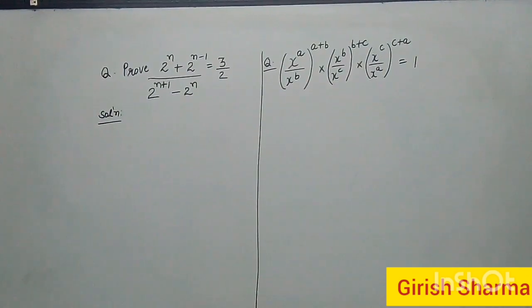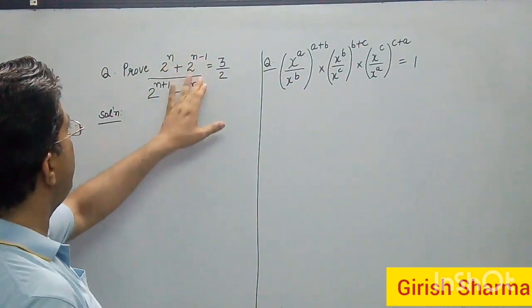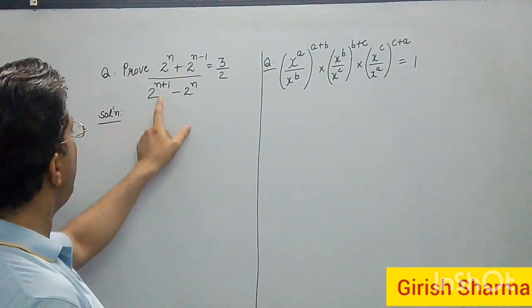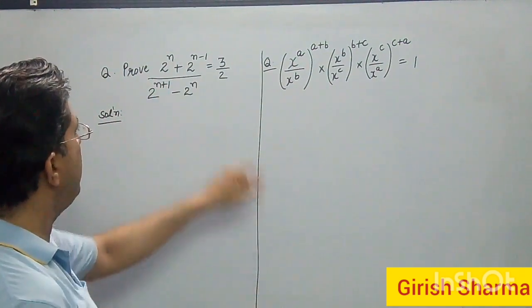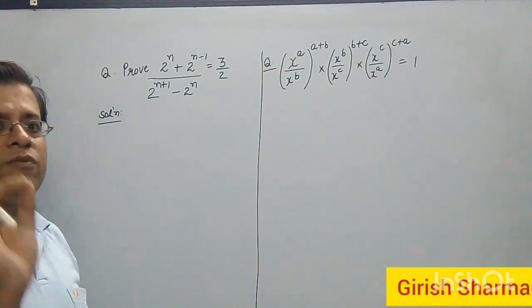Hello students, these two questions are exponent questions. You have to prove that (2 power n plus 2 power n minus 1) upon (2 power n plus 1 minus 2 power n) is equal to 3 by 2. Looks like a typical one, but it is very easy.